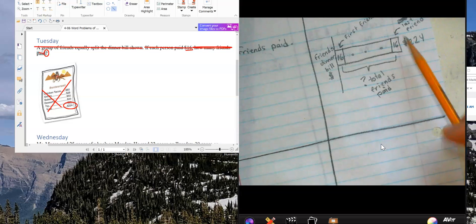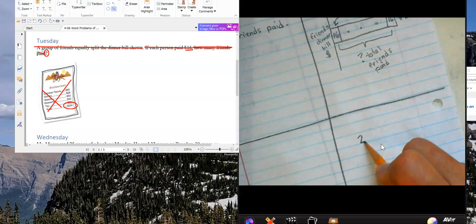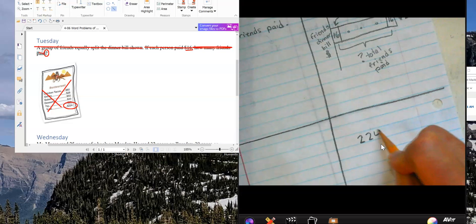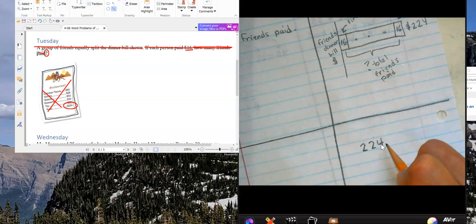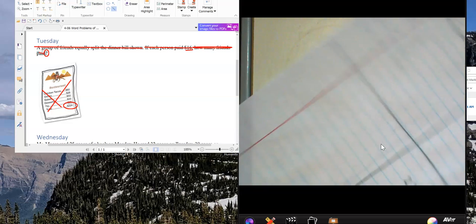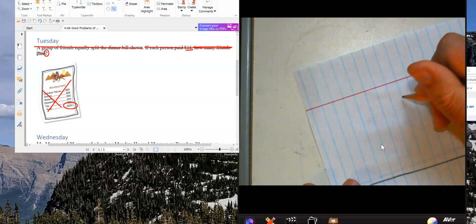Now, I'll take the $224, which is the total amount of the bill, and see how many groups of 16 I can make. How many friends are paying $16? So that means I'll take the 224 and divide it by 16. That'll give me my question mark, which is the total number of friends paid. Now that I've got that, I'm going to work on a solution. I'm going to turn my paper sideways so I can divide sideways.